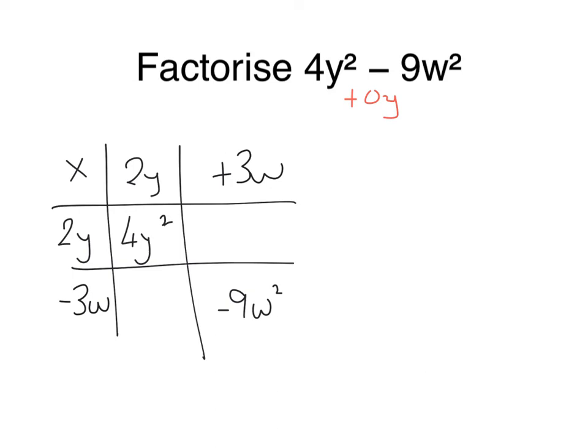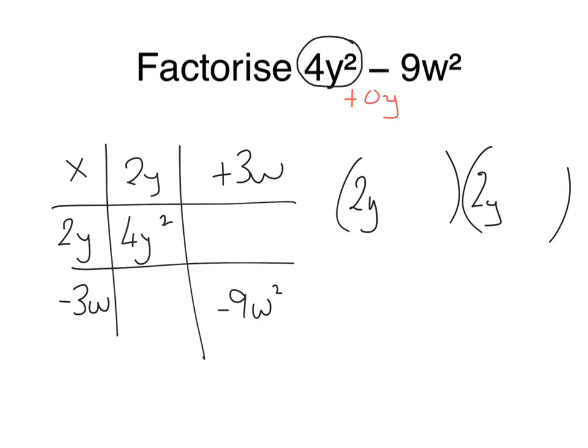And let's just see, did that work with the trick? So I've got square root of 4y squared, square root the number, 2, square root the y squared, y. And that's the front part of the brackets. And then square root of 9w squared, square root of 9 is 3, square root of w squared is w. And one of them is going to be positive and one of them is going to be negative.